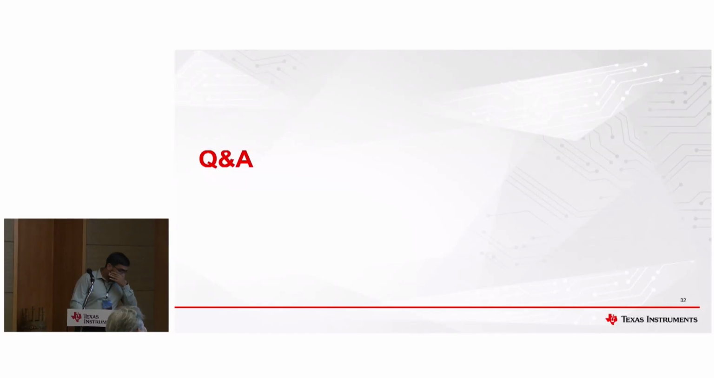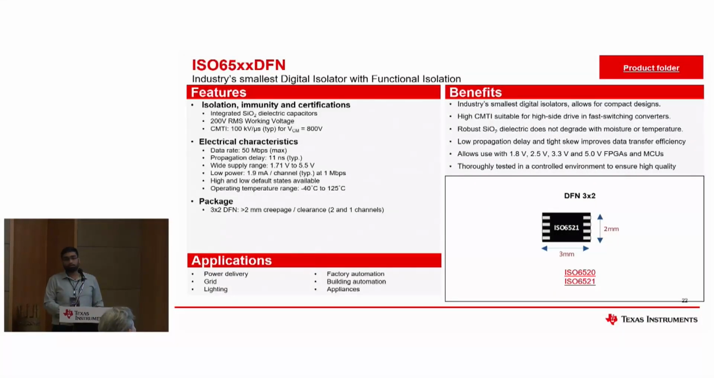Can you go back to slide 22? Okay. Yeah. So the DFN 3x2, this is an ISO device also, right? So how many die do you assemble in this packaging? I mean the low side die and high side die also, right? Or the single silicon? Sorry, I didn't hear. I was not able to hear you. How many silicon do you put in the 3x2? Two, right? It's capacitive based. Okay, yeah, okay, thanks. And then can you go back to slide 15?